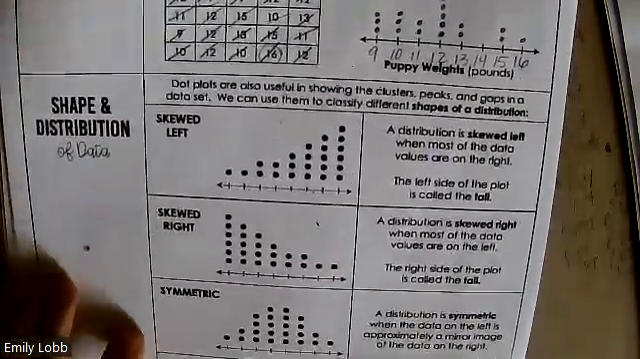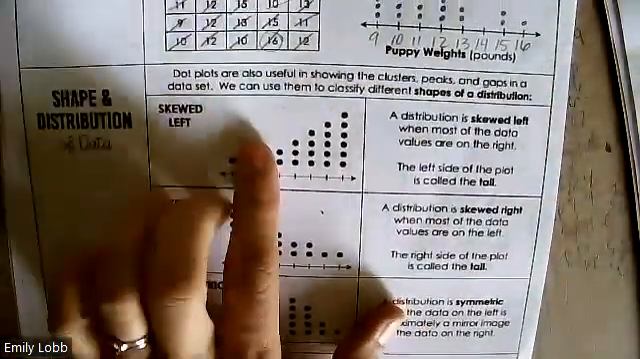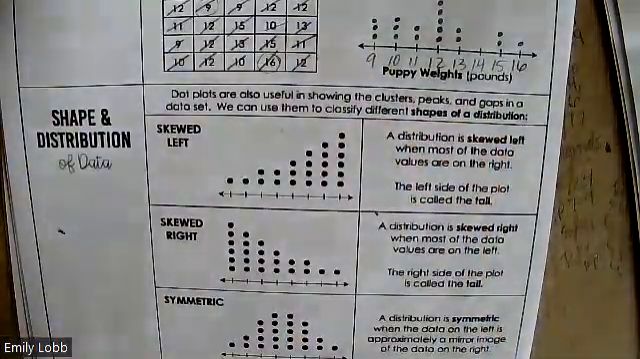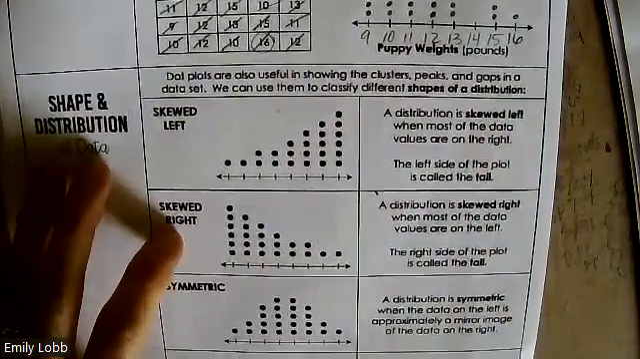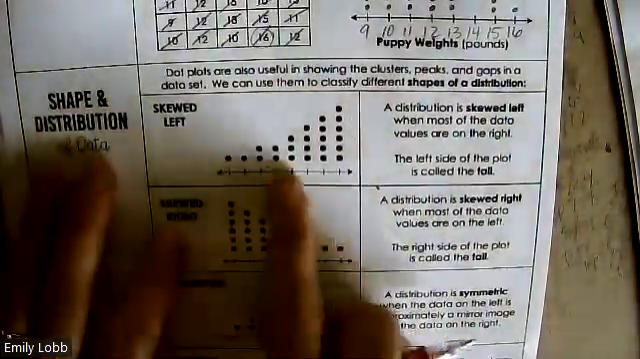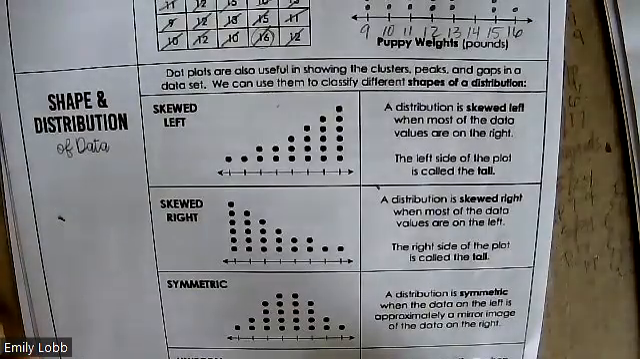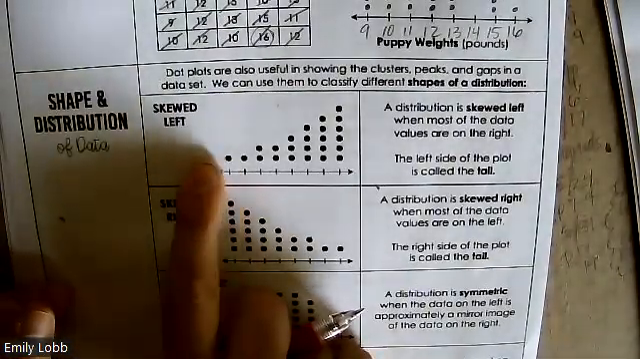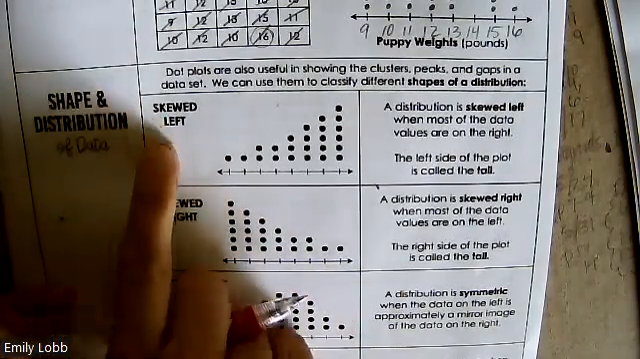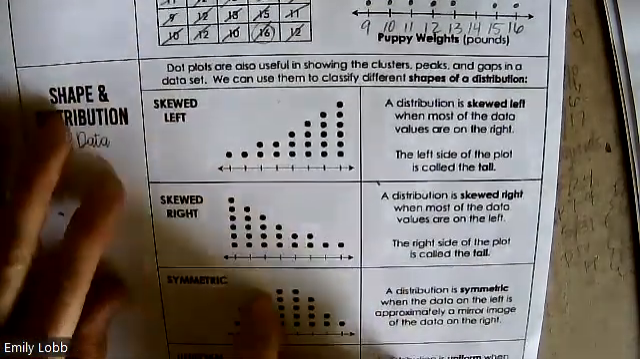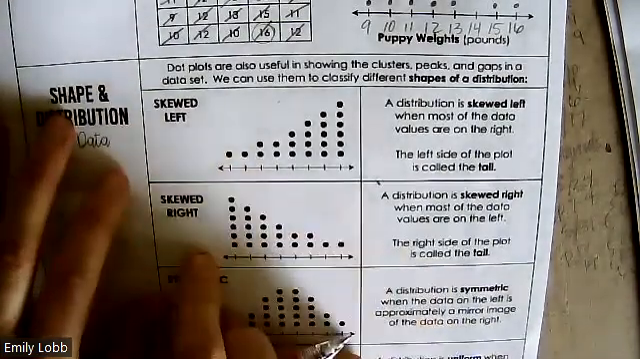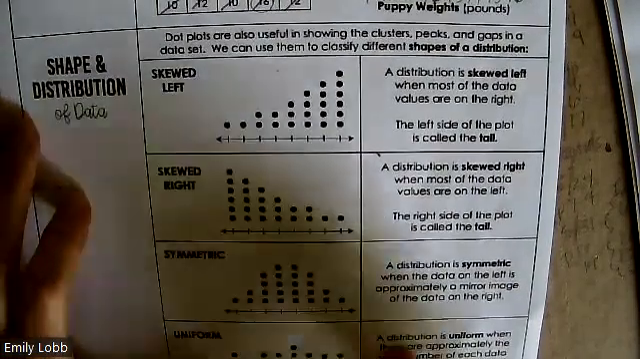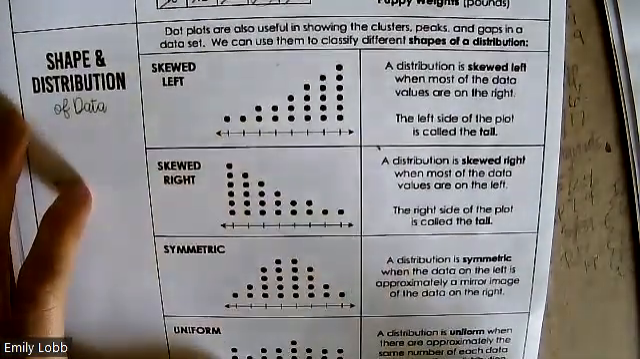So dot plots are also useful in showing the clusters, peaks, and gaps in a data set. So a distribution is skewed left when most of the values are on the right. So the left side is called the tail. So wherever the tail is, we call it skewed that way. So skewed to the left, which means if it's skewed right, most of the data is on the left. So the right side of the plot is now the tail.